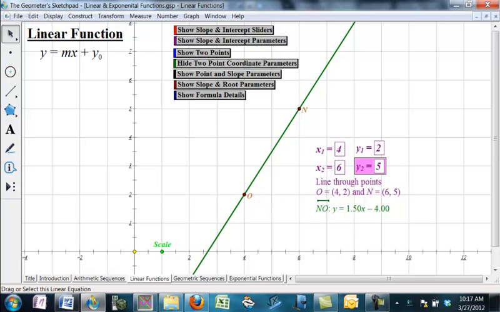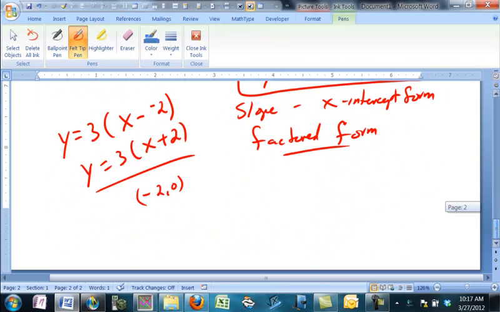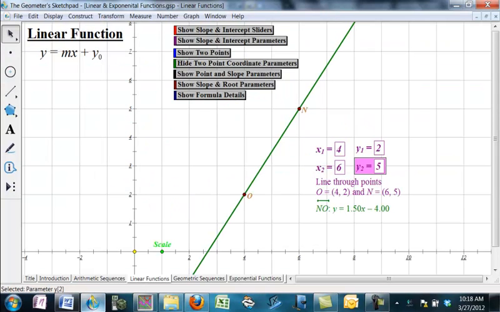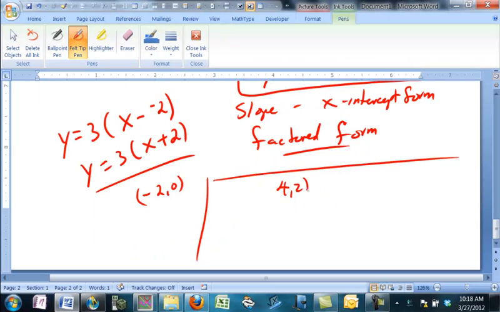And then we could write it in point-slope form, or we could actually go back and figure out the y-intercept as well. So in this case, we have points that we know it goes through: (4, 2) and (6, 5). We want to find the slope. That is 5 minus 2 over 6 minus 4. That's 3 over 2, or 1.5.